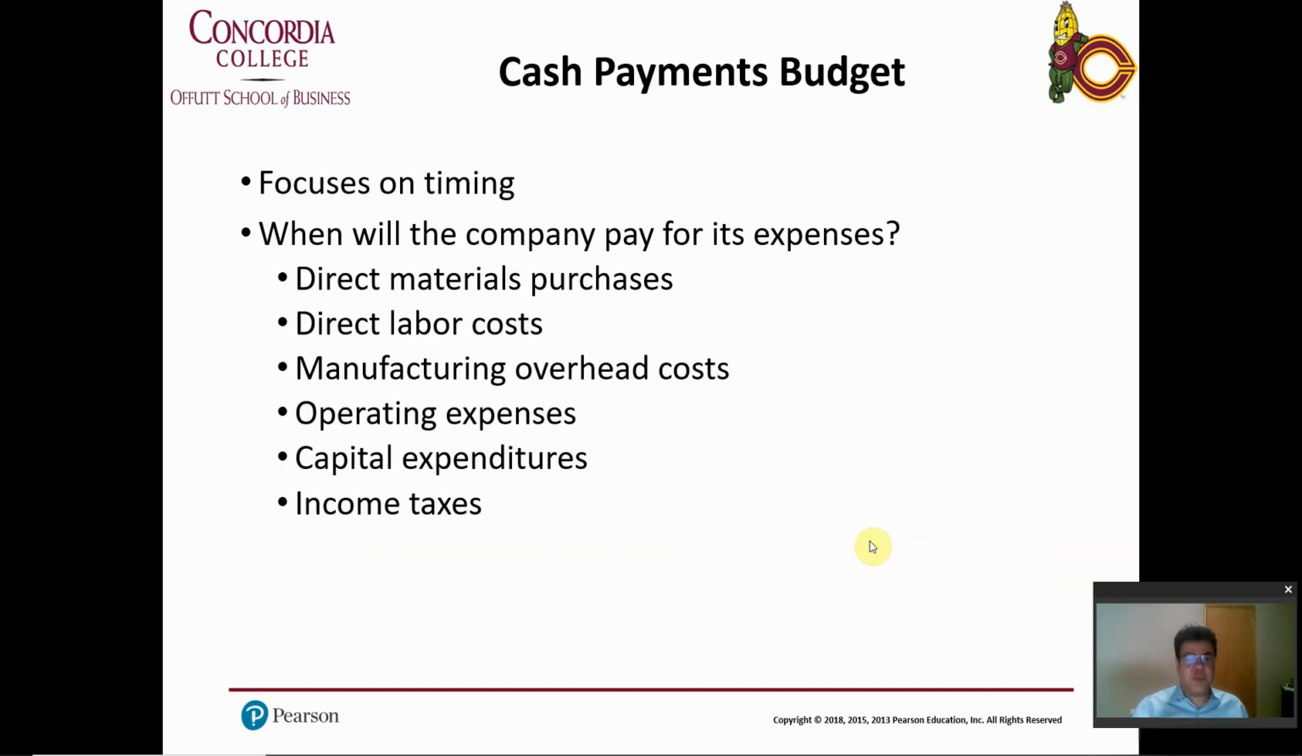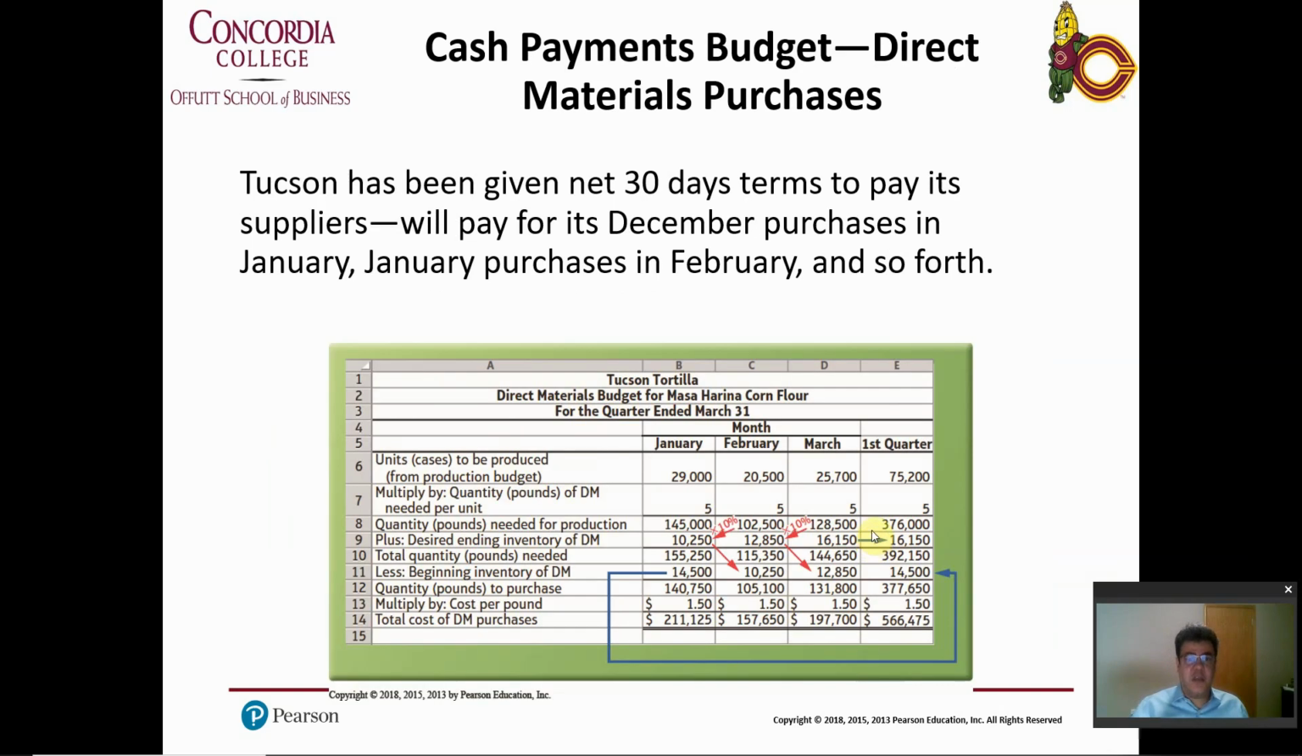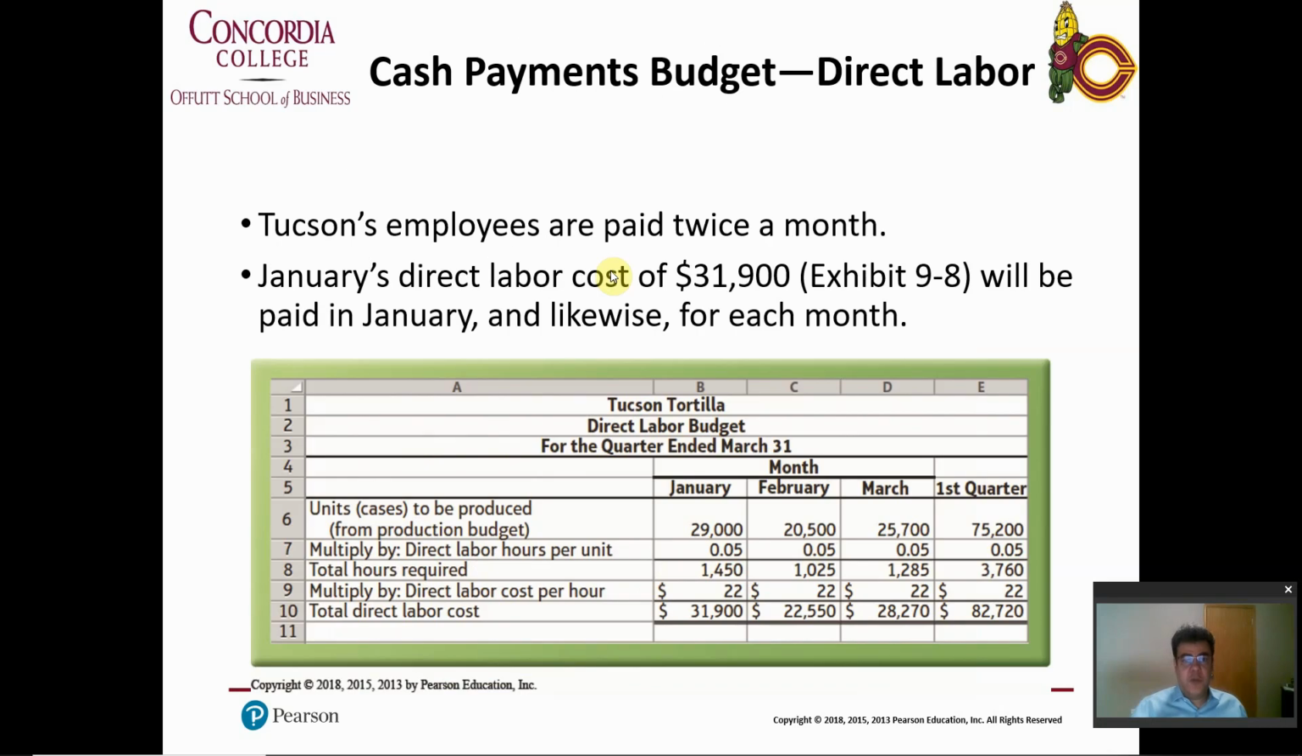And then cash payments. Let's check it here. Cash payments, direct materials. Tucson has been given net 30 days to pay its supplier. So in January, we will be paying the purchases of December and so on. Employees are paid twice a month. So here, all of our payments will be during the month. So we pay them on the 15th and 30th. So payments of labor costs will be in January.